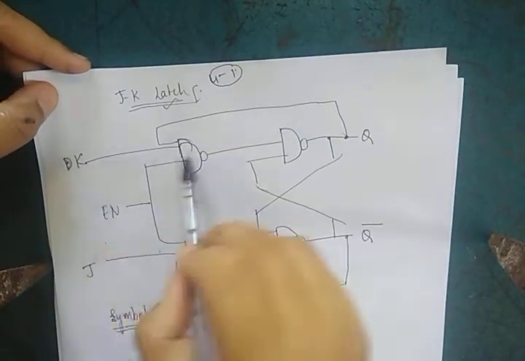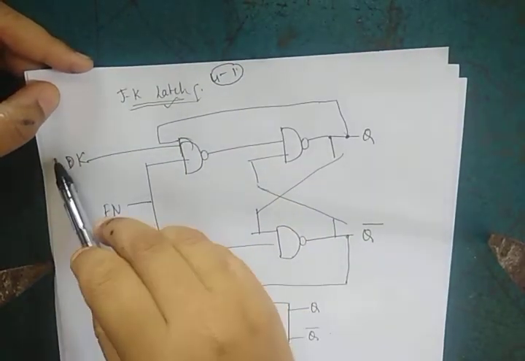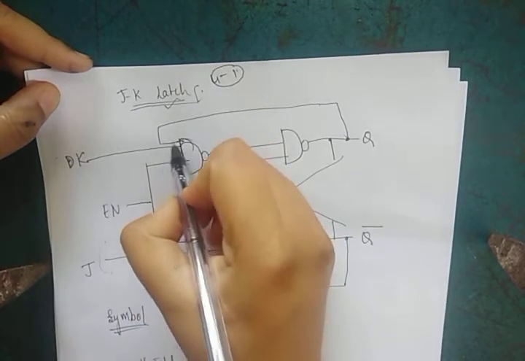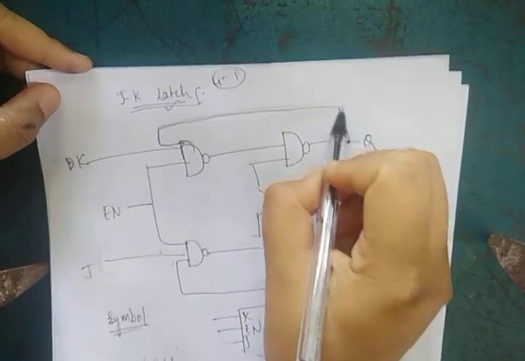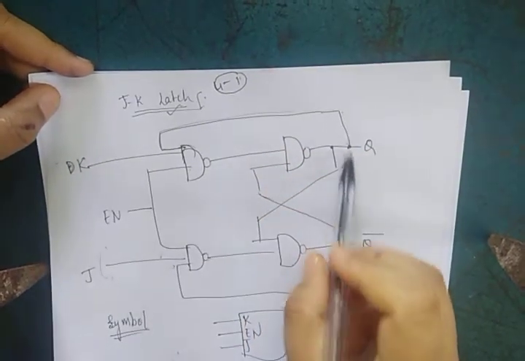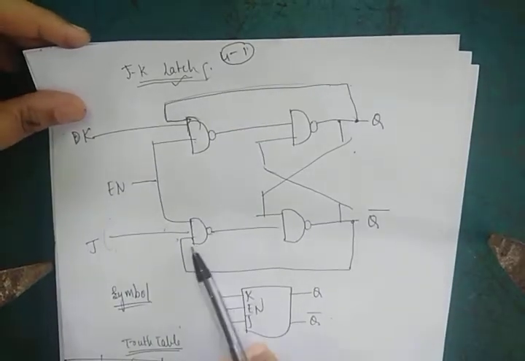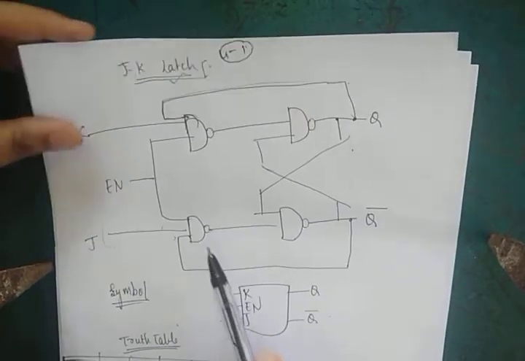For SR, as usual, we used to connect. Again for D, I took something here and a NOT gate. Whereas for JK, as you can see, there is another thing here. The output of Q is connected back to the NAND gate of K. The output of Q bar is connected back to the NAND gate of J. So here next is the symbol: J, enable, K, and the outputs Q and Q bar.